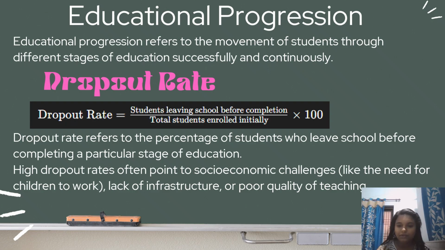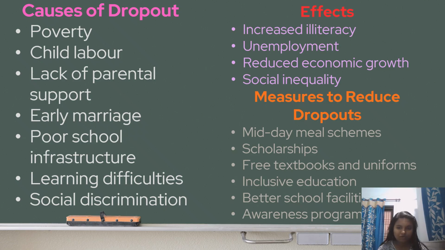Dropout rate refers to the percentage of students who leave school before completing a particular stage of education. A high dropout rate often points to socio-economic challenges, like the student needing to work, or lack of infrastructure, poor quality of teaching. So let's talk about some causes of dropout.